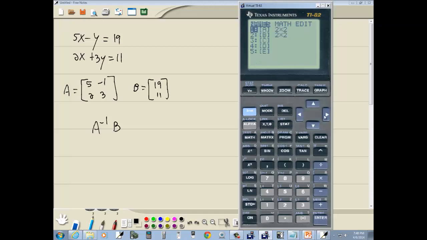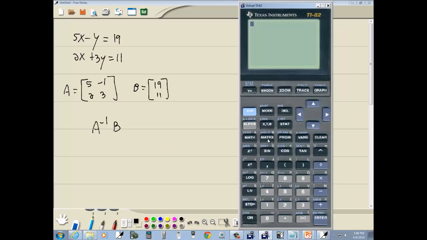Go back in my matrix, right arrow over to edit, down arrow to B, and press enter on it. Rows by columns. B is 2 rows, 1 column. So I do 2 enter, 1 enter. You can't mess that up. If you put in the wrong size, it won't look anything like what you got on your paper. So then I'll do 19 enter, 11 enter. Then I'll exit out.